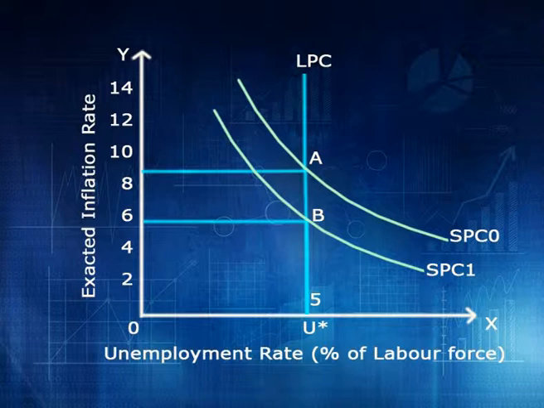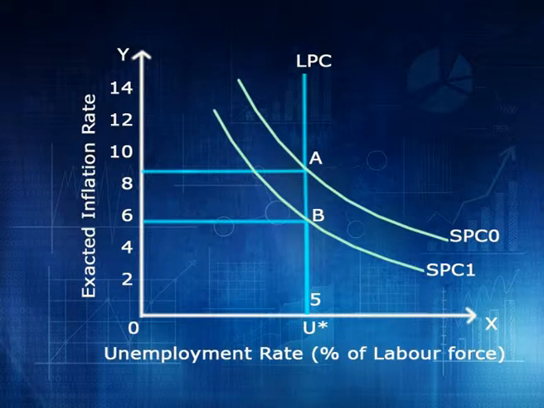In the short run Phillips curve, the anticipated inflation rate changes, as observed in the figure here. If the expected inflation rate is 9% a year, then as will be seen in the figure, the SPC0 passes through the corresponding point A on the LPC with the natural unemployment rate of 5%. The movement along a short run Phillips curve occurs as a result of changes in aggregate demand.